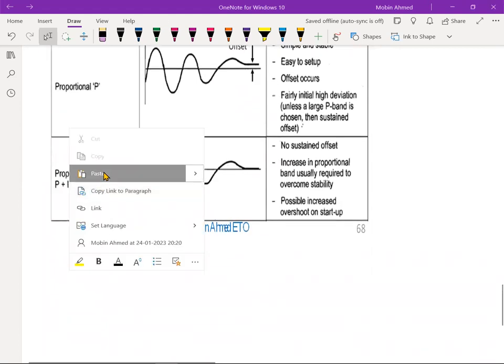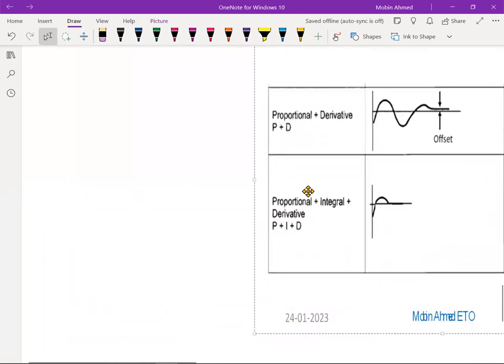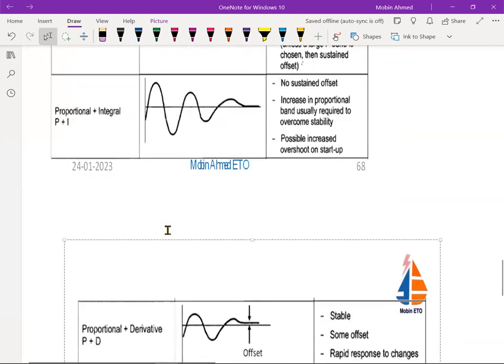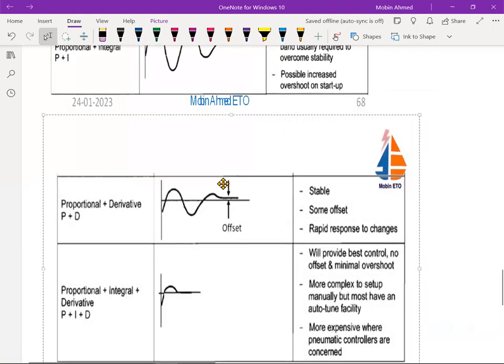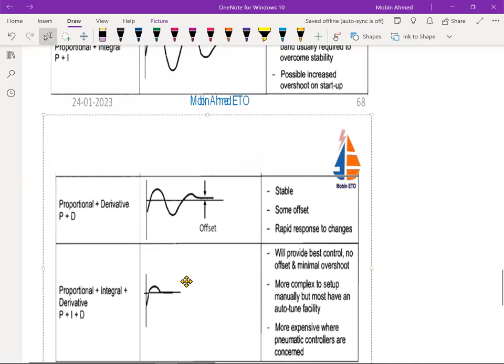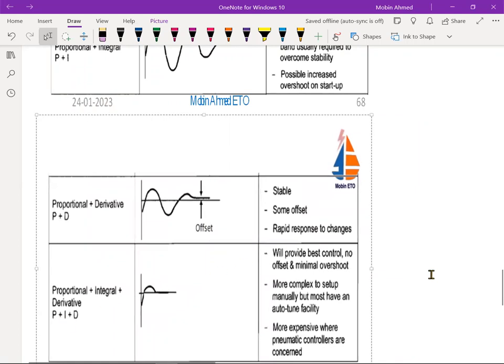And there is another one that is here. So this is the response of P and D. And similarly, there is a response of P plus I plus D. So this has been asked in your order.